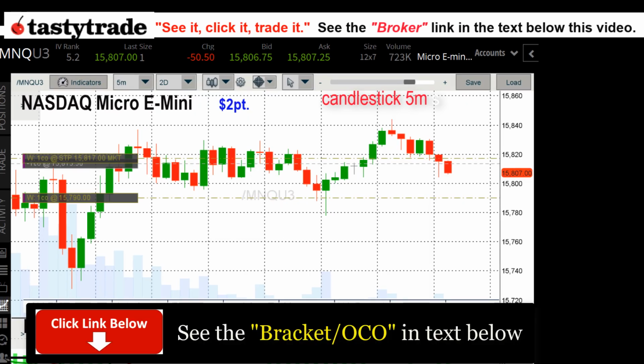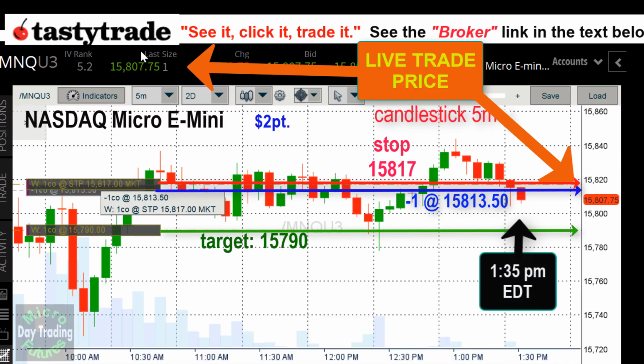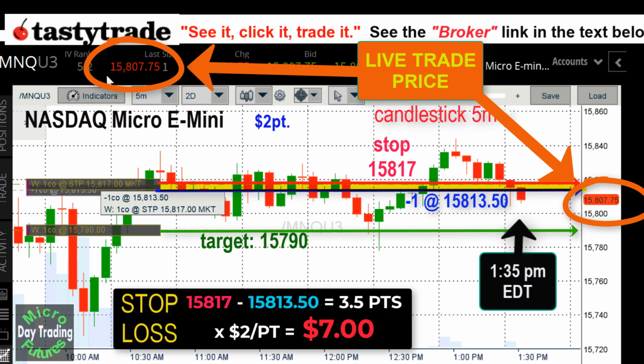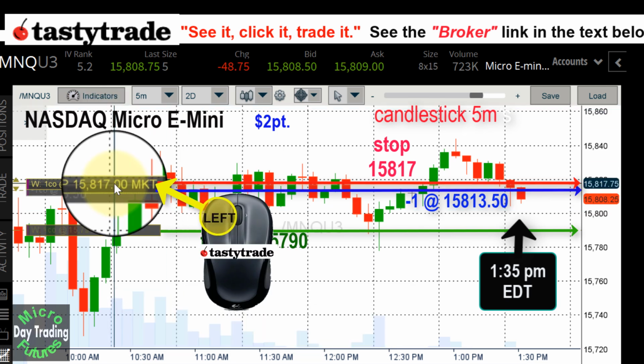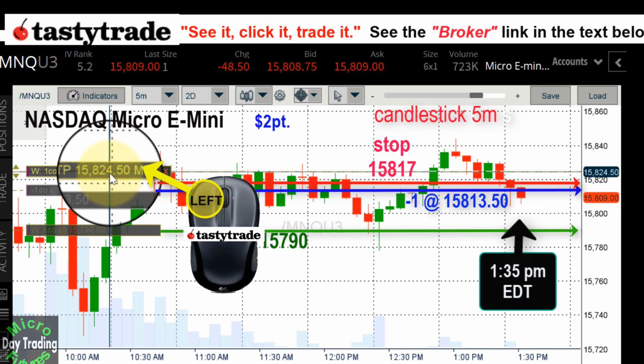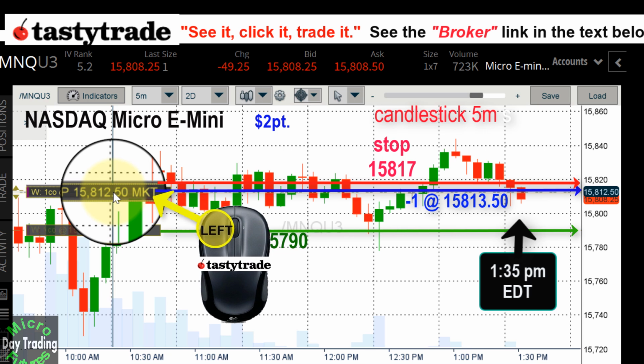I open all my trades with an OCO order. It's one cancels the other. It's called a bracket order. Shorted one contract, 13.5 points, and you can see the stop is $7 up there. That's my max risk on the trade. And as I planned, I hope this trade will not be risky. If I lose $7 and get stopped out, that's the end of the trade.